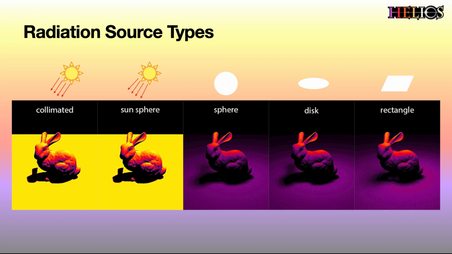Then we have 3 different sources that typically correspond to artificial lighting. So we have a sphere in which you specify its position and its radius. We have a disk in which you specify its position, its radius, and its direction. And then you have a rectangular source where you specify its position, its width and length, as well as its direction or angle.